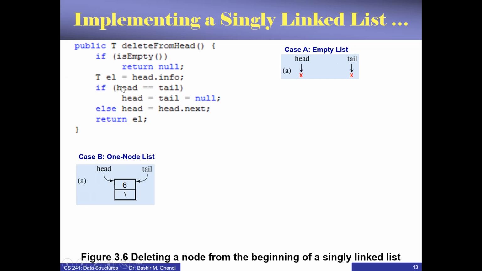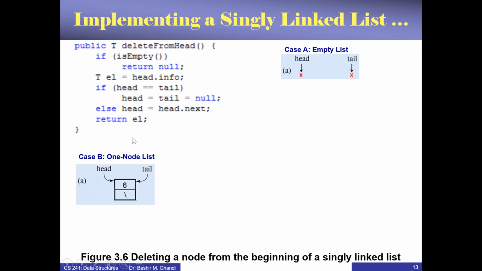Okay, so that's what we are doing here. Head equal equal tail. If head equal equal tail, as you can see here, they are equal because they are pointing to the same node. Head is pointing to this node and tail is pointing to this node. Both of them contain the address of this node, and therefore their content is the same. If that is the case, it means there is only one node. Therefore, to delete the node, simply clear the list or empty the list. To empty the list, just say head equal to tail equal to null.